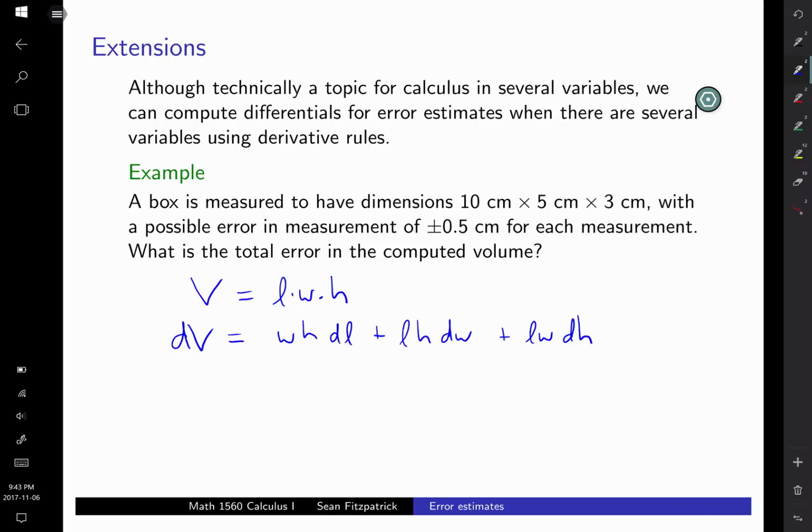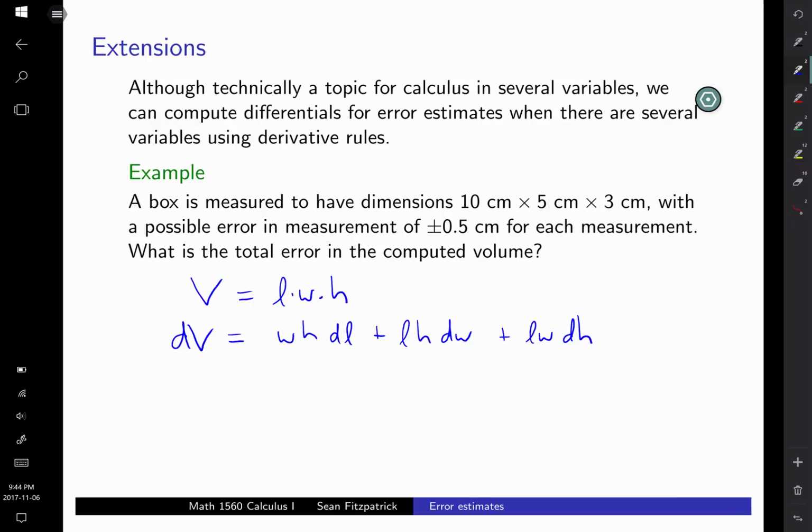And maybe this is like a related rates problem, where everything is changing with respect to time. Notice that if I divide both sides by dt, dV/dt would be wh dl/dt plus lh dw/dt plus lw dh/dt. So that sort of makes sense.